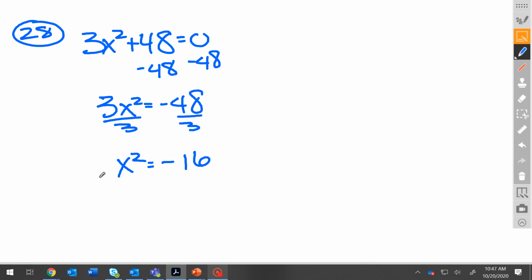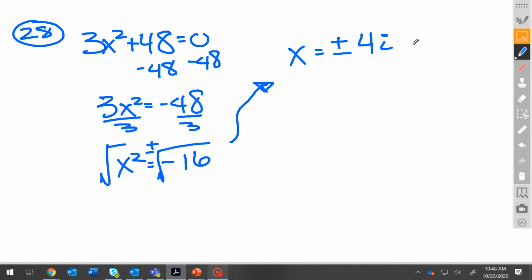Square root both sides. Don't forget about the plus or minus sign, because we will have two solutions. So square root of x squared is just x, and then we have plus or minus square root of negative 16, which is just 4i. So we have two solutions. x is 4i, and x is negative 4i.